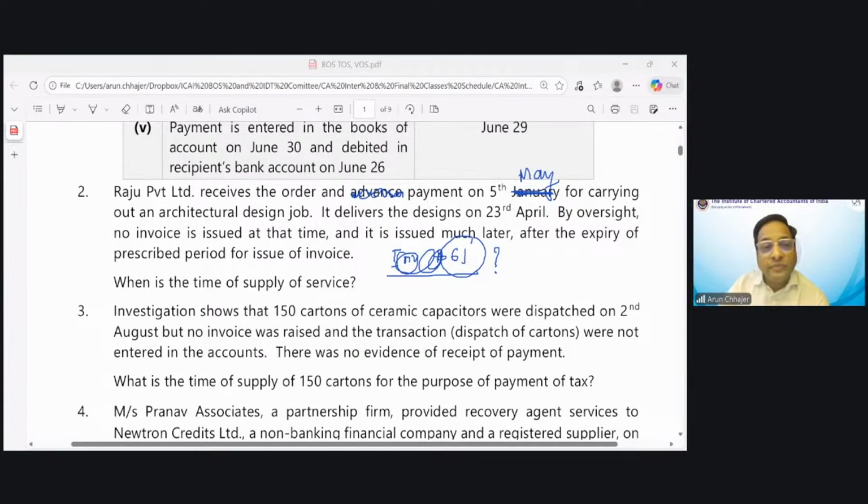Okay, assume that. Now tell. Now the last component is being added, the invoice date. Let's say the invoice date in this case is 3rd May. If the invoice date were 3rd May, what would be your answer? The delivery is completed on 23rd April. Invoice was 3rd May. This is of service.